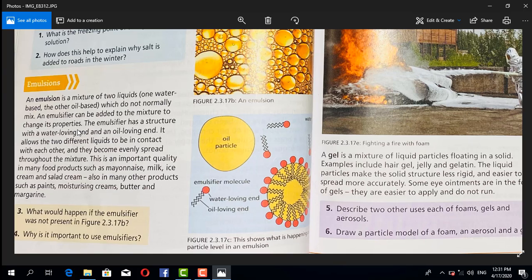This is an important quality in many food products like mayonnaise, milk, ice cream, and salad cream. Also in many other products like paint, moisturizing creams, butter, and margarine.